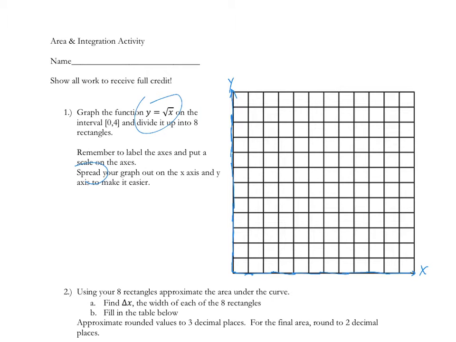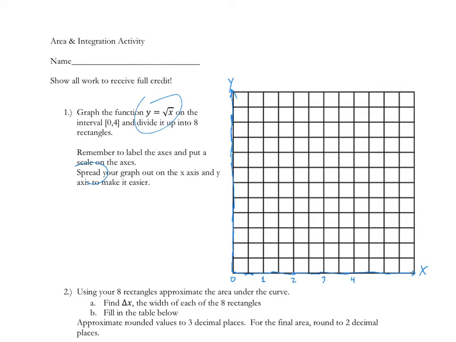That was my suggestion. If I'm going from 0, which is clearly here, up to 4, I could count every other box as 1, maybe even every third box is 1, but I'll just go with every other. So this is 1, this is 2, this is 3, this is 4. So I'm spreading out my x-axis a little bit.